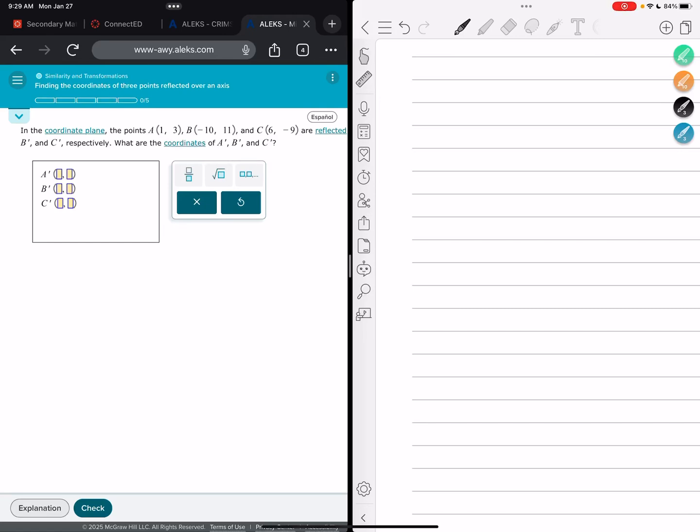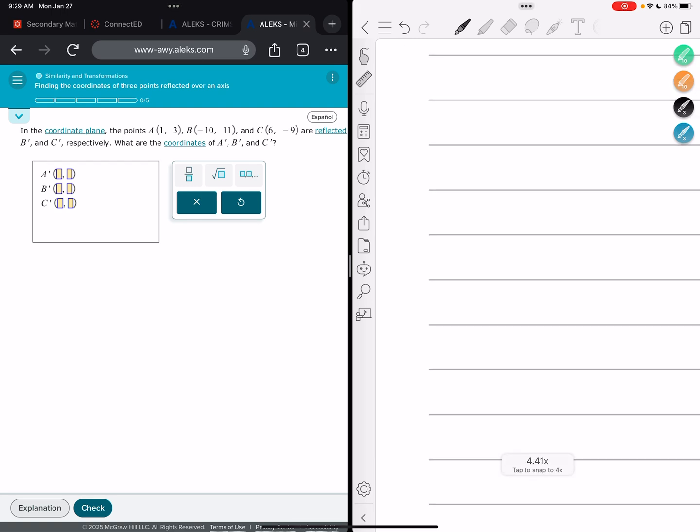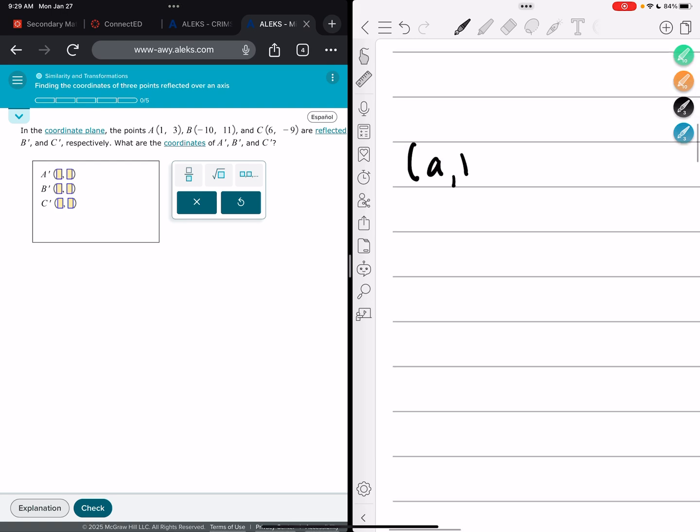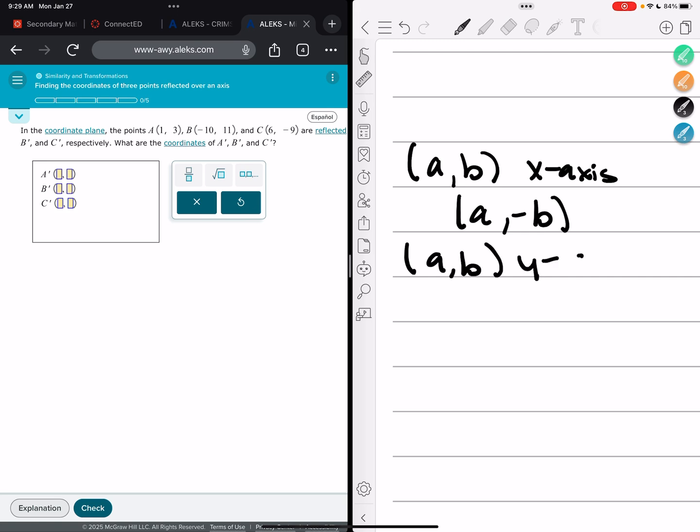All right, so we want to find the 3 coordinate points after we have our reflection. So we just want to remember that if we were given the point (a, b) and we've reflected over the x-axis, remember that this point then becomes (a, negative b), and we talked about that in class. Okay, then if we have (a, b), and if we reflect it over the y-axis this time, then this changes to be (negative a, b).